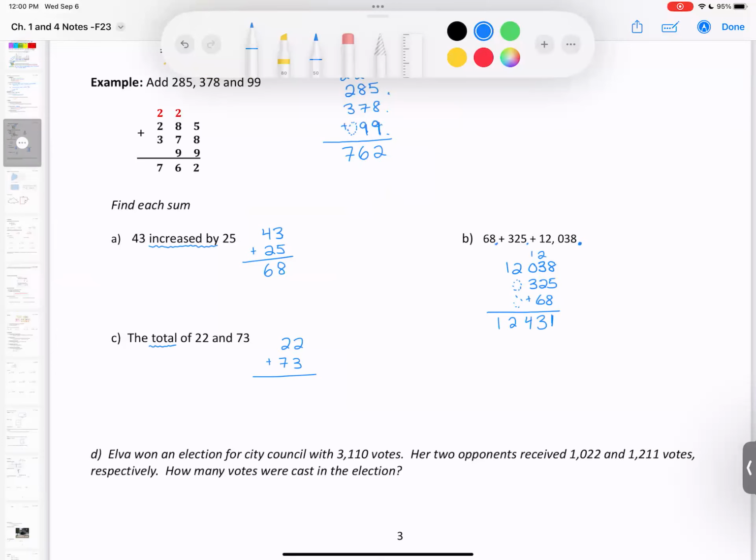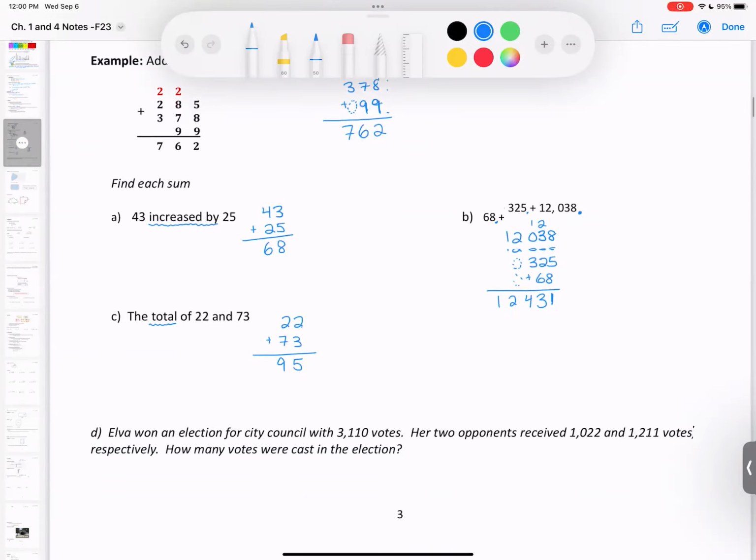Okay, so let's do this one together now. So we've got 2 plus 3 gives us 5. Okay, it's under 10, so we don't have to do the carrying over. Yahoo! And then we've got 2 plus 7 is 9. So the answer here would be 95.